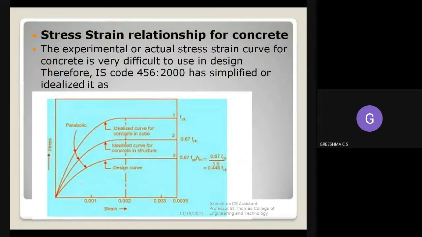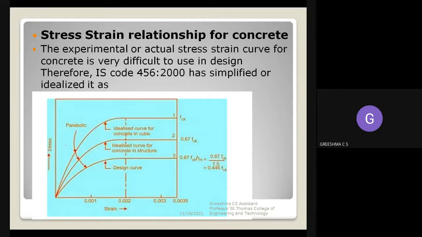Next, you have to study the stress strain relationship of concrete. How is the concrete responding when the stress is applied? Definitely, if there is a stress, there will be a strain. There will be an elongation.